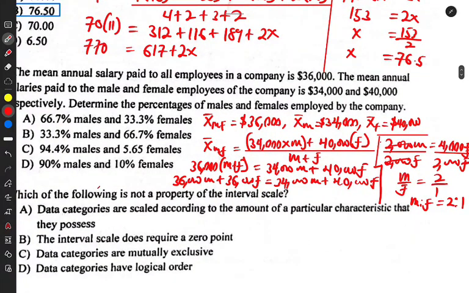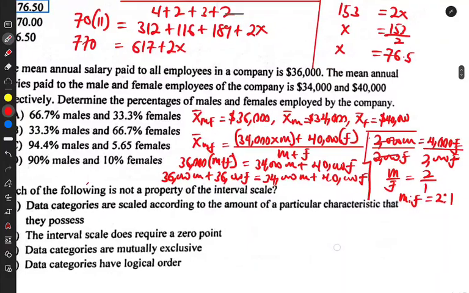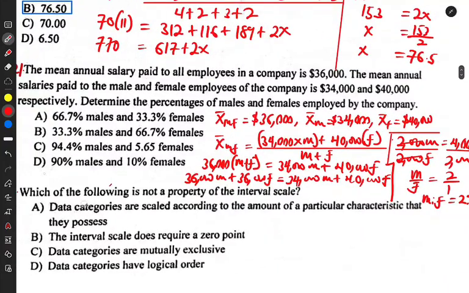So for us to determine the percentage of males and females employed by the company, we'll just have to convert the ratio to a percentage so that we can freely go. So we can say that males is equal to 2 over the total ratio of 3, multiplying 100. With the calculator, we're supposed to get 66.667%.